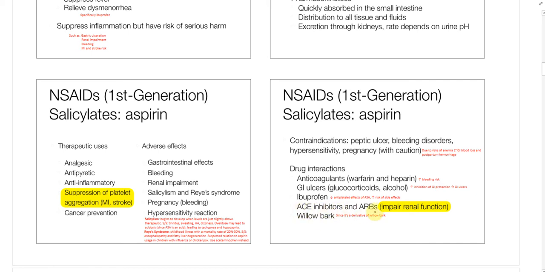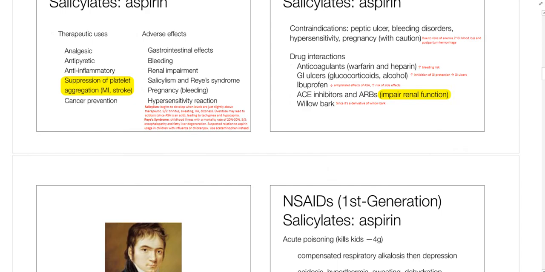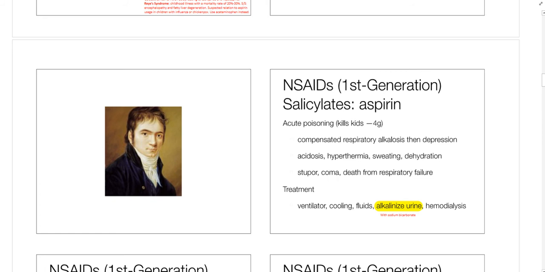ACE inhibitors and ARBs, they'll be covered in a little bit as well, a few PowerPoints on. They work on the RAS system, and they will further impair renal function when taken together with aspirin. And then don't take it with willow bark. I've never seen willow bark as a supplement or anything else. I don't know, people go finding willow trees and start munching on the bark, but don't do it if you're taking aspirin, since aspirin is a derivative of willow bark.